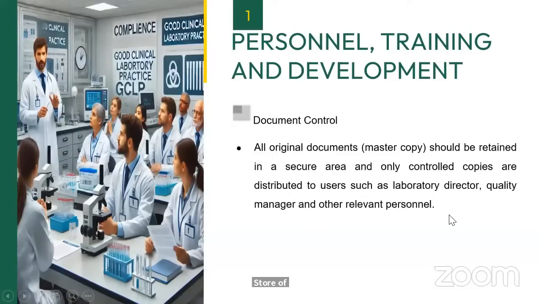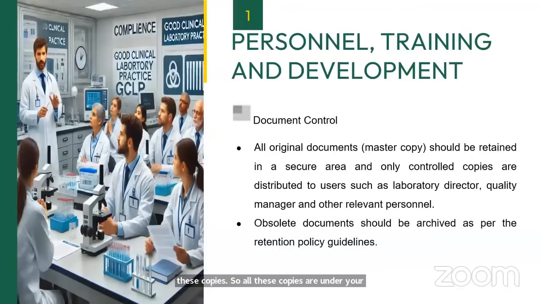So you should have control of all these copies. All these copies are under your document control. Now, many a times, once we revise a document, the previous document or previous manuals become obsolete. Obsolete means outdated. So once you make some changes to your document, the previous document becomes obsolete.